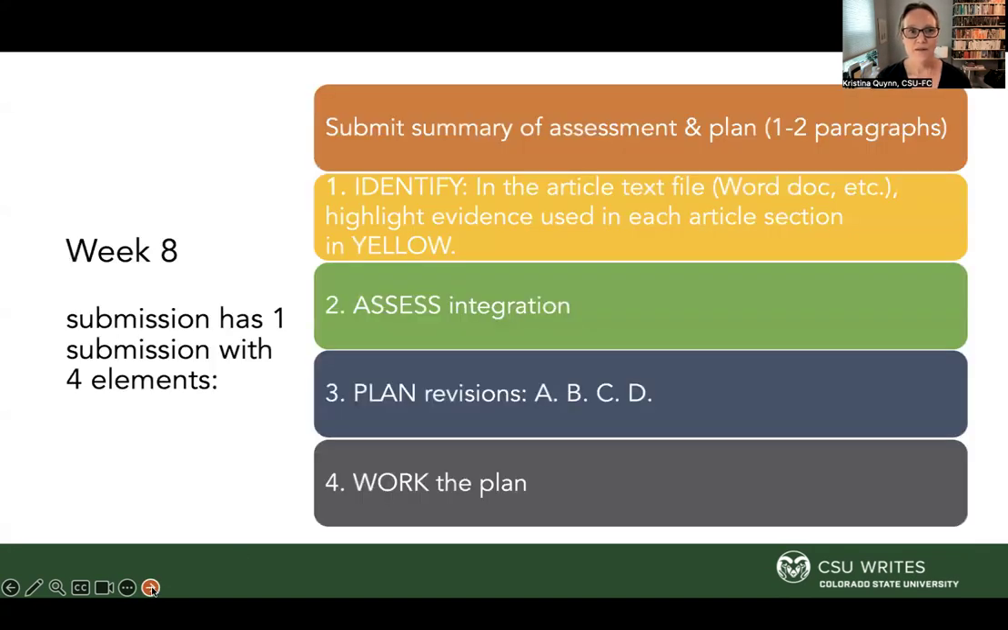All right. So this assignment for this week, and again, you can turn things in when you get to them. So it doesn't matter. You can just do it as you need to. But it's set up as a summary of an assessment and plan for how you identify an article and text. You assess its integration, you plan the revisions, and you work it, meaning that you're looking at, based on what we have a conversation about today, a place where you have integrated a source, maybe a portion of your literature review, maybe a portion of your discussion, and you're looking at how you've integrated evidence or ideas from other folks.